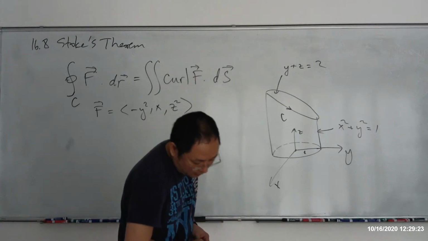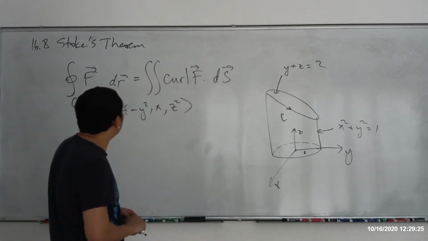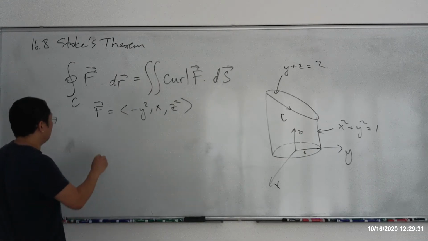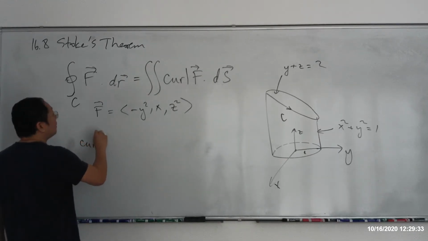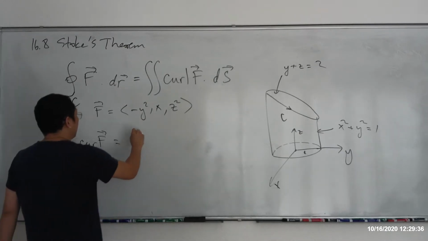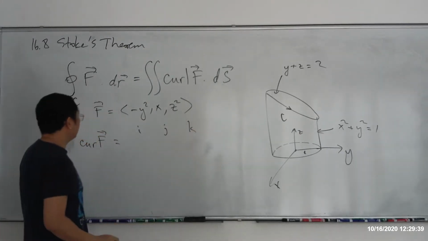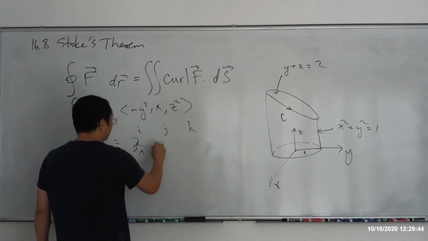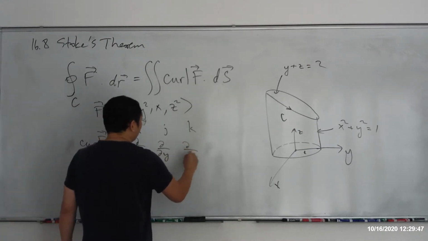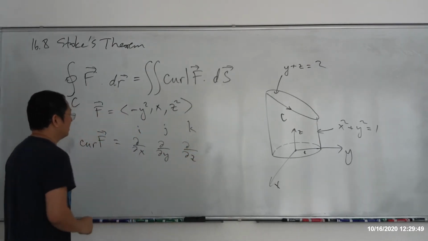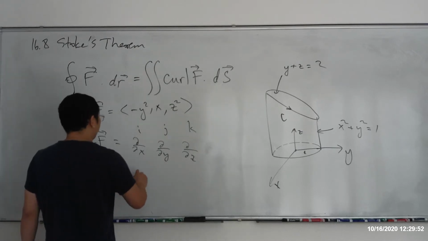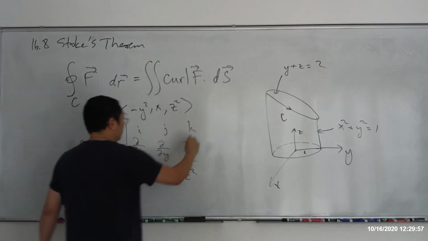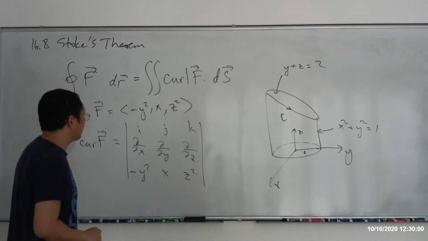Okay, so first of all, we're going to calculate curl F, right? This is F right here. Recall how to calculate curl F. What was that? Curl F is the determinant of i, j, k, d over dx, d over dy, d over dz, and this is P, Q, R, so negative y squared, x, and z squared. Okay, well, let's do it.